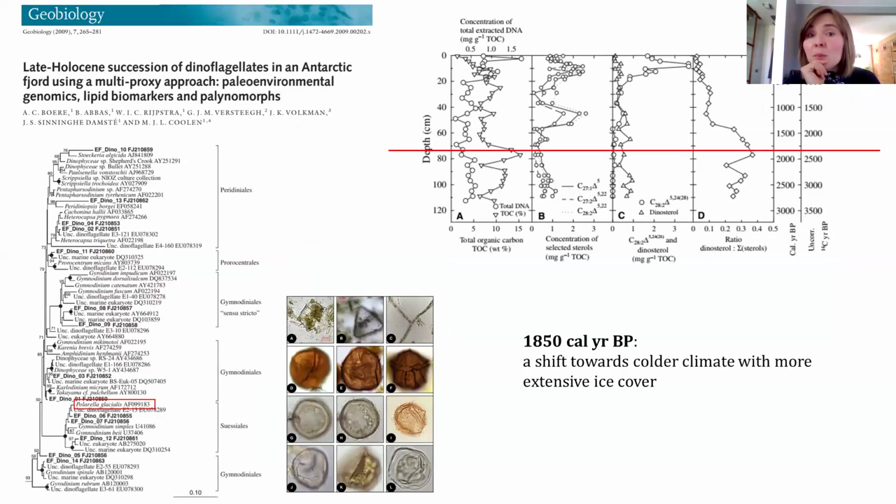Here I'll show you a few examples of studies using this sedimentary ancient DNA approach. This is one of the earliest studies, from 2009, reconstructing the record of dinoflagellates, especially Polarella glacialis, sea ice-associated dinoflagellates from Antarctica. And the authors noticed, based on the DNA, a shift in the community towards colder climates and more extensive ice cover.